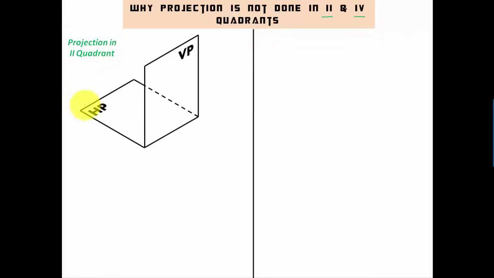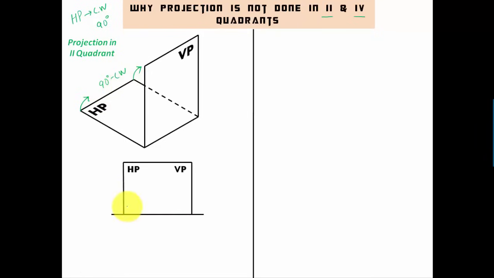Okay, so this is the second quadrant, and we have the rotation protocol. Rotation protocol says that the horizontal plane has to be rotated in the clockwise sense by an angle of 90 degrees, and when you do so, you will see that both of them, HP as well as VP, overlap. I've written VP over here, HP over here.